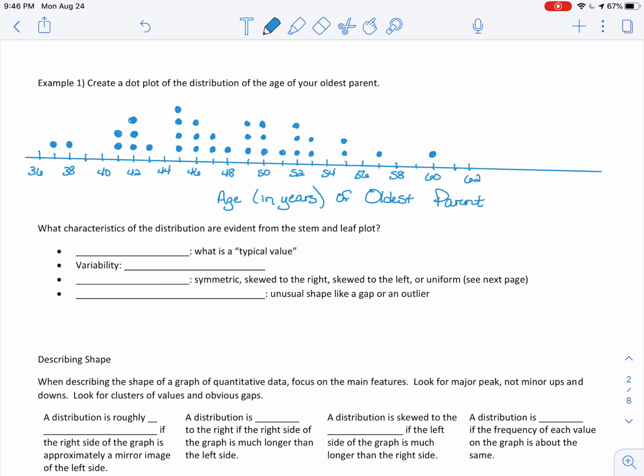So it's just taking the numbers that could have just been in a spreadsheet, that are in a spreadsheet, and trying to communicate them in a slightly different way. We are going to describe characteristics that are evident from this dot plot. Ooh, that's a typo. This says stem and leaf plot. We are talking dot plots.